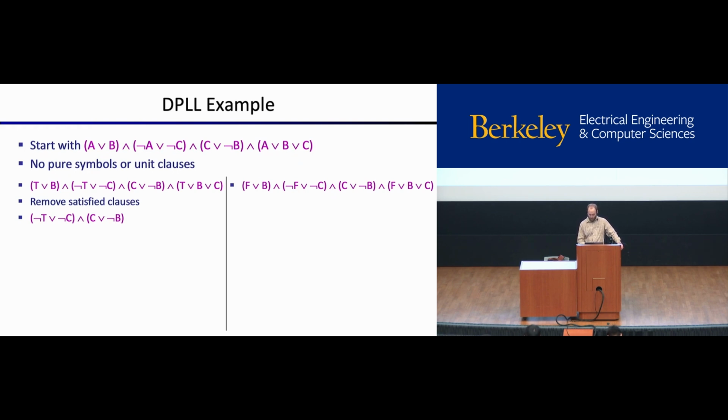What do we check for? Pure symbols first. You could write it in either order, but we check for pure symbols first. B is a pure symbol, C is not. C appears in both positive and negative form, but B only appears in the negative form, so we set B to be false. And there it is, set to false. Remove satisfied clauses.